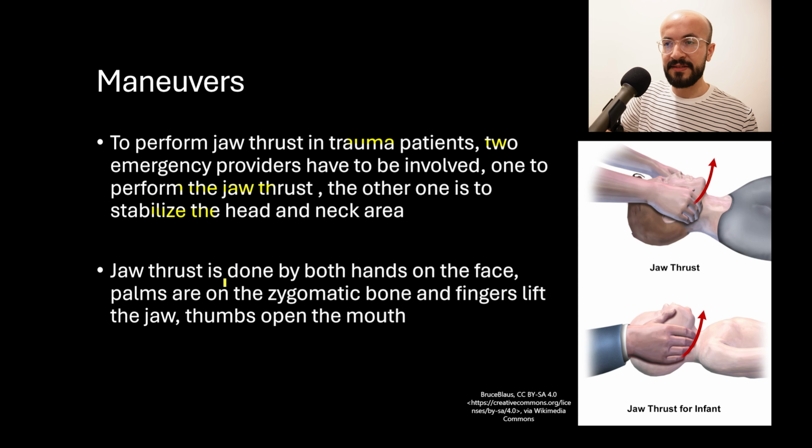The jaw thrust is done with both hands on the face of the patient. The palms are on the zygomatic bone, the fingers are lifting the jaw, and the thumbs are opening the mouth, as you can see in this picture here. And this here is on a pediatric patient.